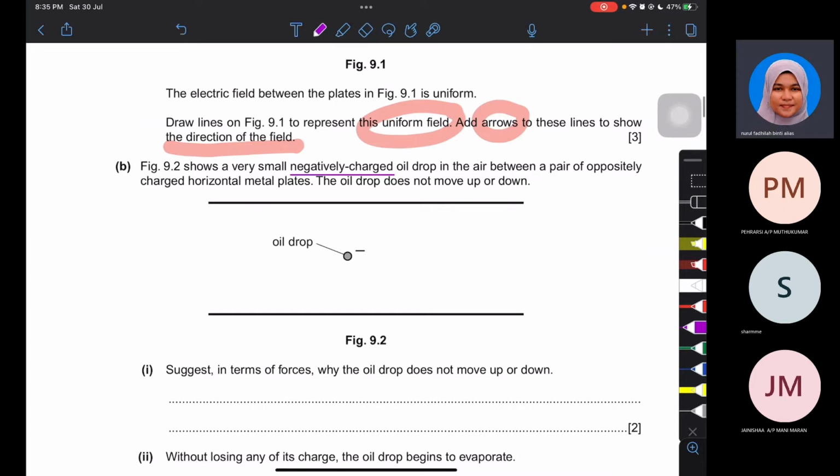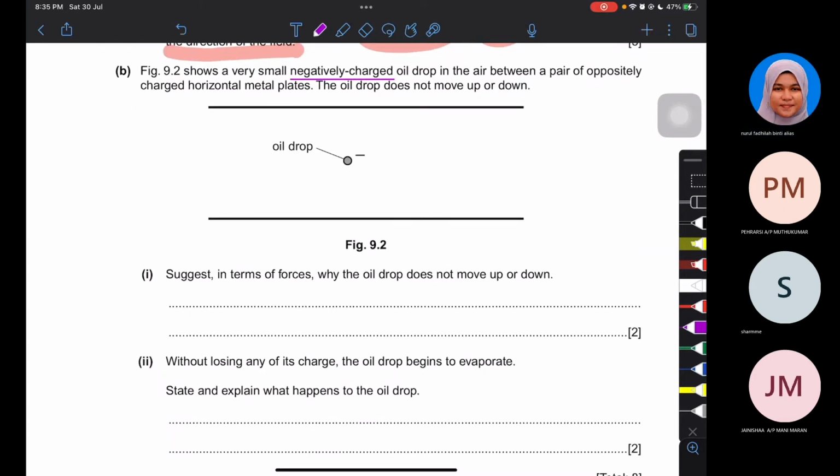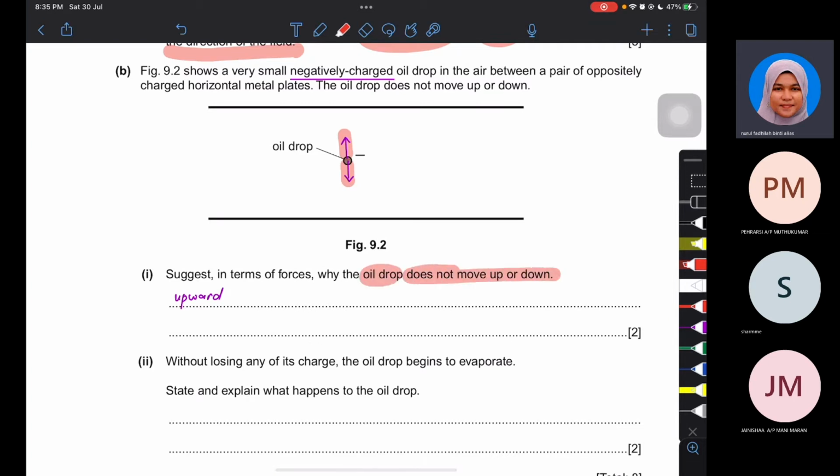So for the first point, you have to say it has an upward force and it also has a downward force. Now, why do I say it has two forces? Because the question says the oil drop does not move up or down. So when it does not move up or down, it means the upward force equals the downward force.